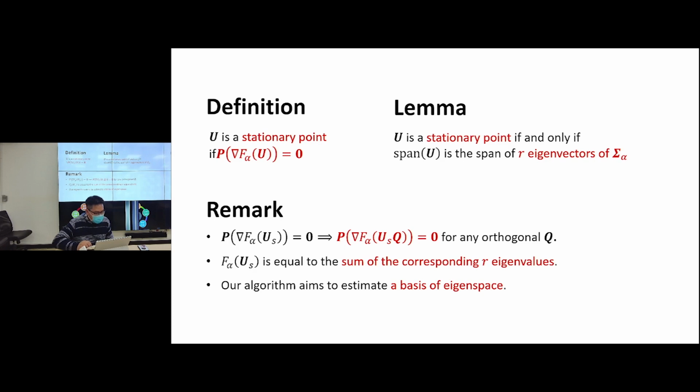And we give some remarks here. The first is that if U is a stationary point, then UQ is also a stationary point for any orthogonal Q, which means the stationary point is not isolated. It's a region on the Stiefel manifold. And suppose U is a stationary point, then f of U is equal to the sum of the corresponding eigenvalues. And by these two remarks, our algorithm aims to estimate a basis of the eigenspace.